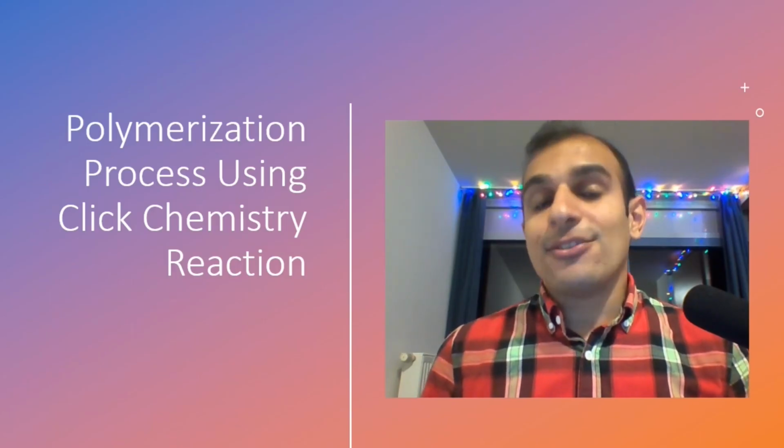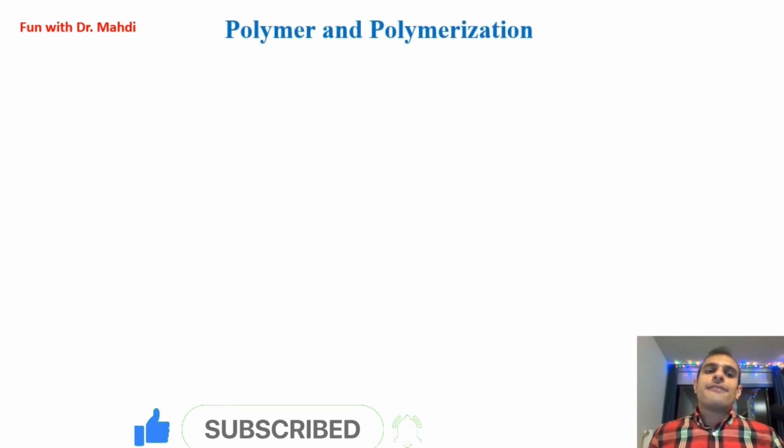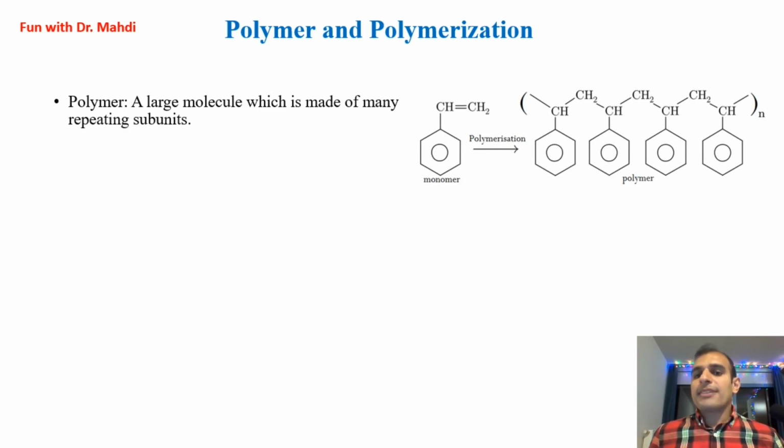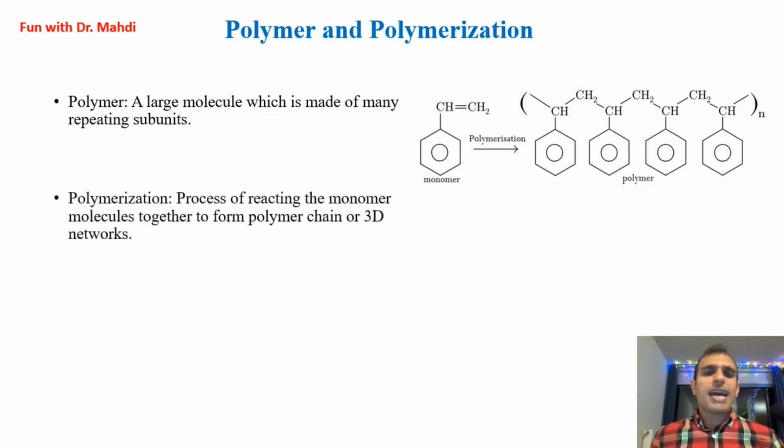Polymerization process using click chemistry reaction. First, I would like to give you a definition of polymer and polymerization. A polymer is a large molecule which is made of many repeating subunits that we call monomers. Polymers are created via polymerization of very small molecules which are called monomers. And polymerization is a process of reacting the monomer molecules together to form polymer chains or three-dimensional networks.